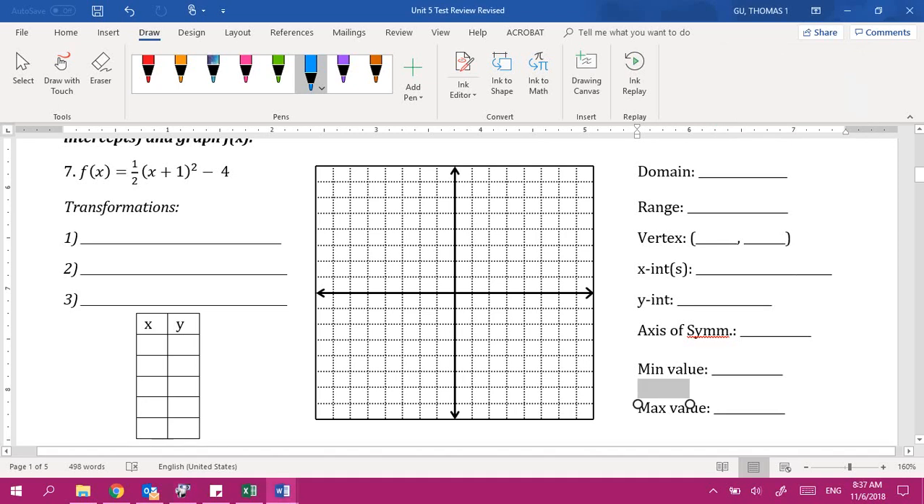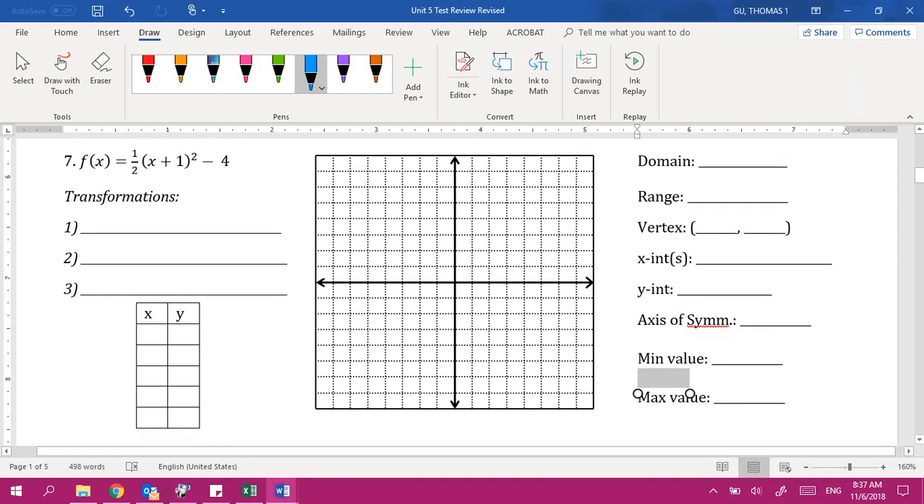All right, so number 7, this is a very important one, and we can see that it says there's transformations listed. So when there's transformations listed, you want to be precise. That's where we're going to be using the table. Okay, so first, let's just go through and see what transformations there are.